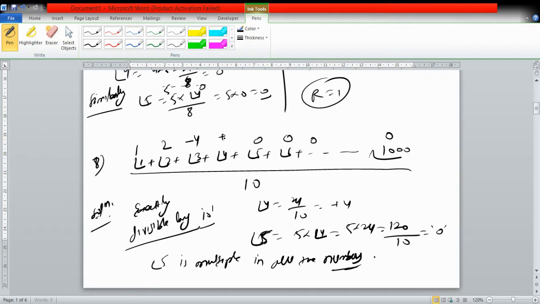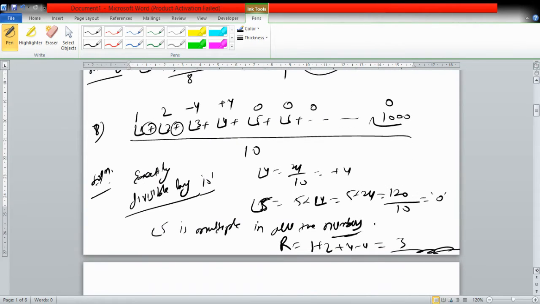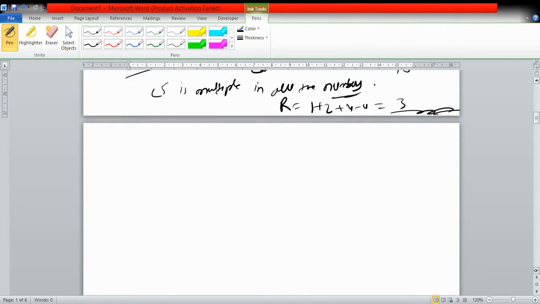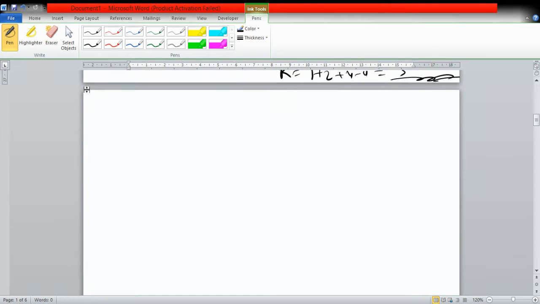And factorial 4 is a plus 4. So now you add it here because the operator sign is a plus sign, then the remainder here will be equal to 1 plus 2 plus 4 minus 4, and the remainder is 3. Similarly, if you take the next example, next concept, here it is concept 2.